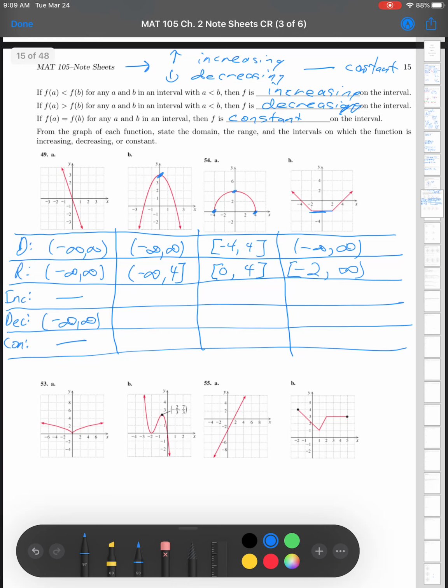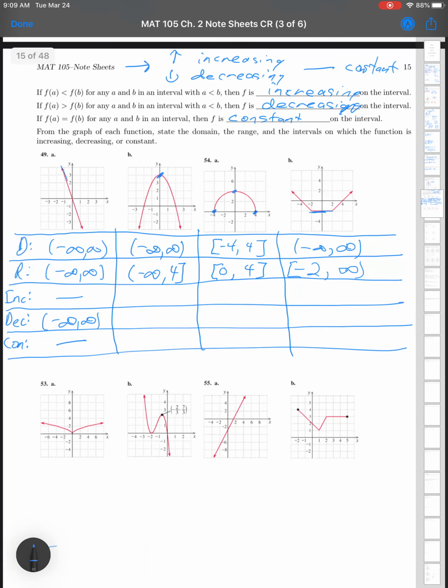So, the idea here, remember, is that we're traveling across the graph. Starting on the left and going to the right, I'm always going down, so I'm decreasing from negative infinity to infinity. On the second one here, if I travel along the graph, I'm going up first, and then I go down. So this one's going to increase and then decrease.